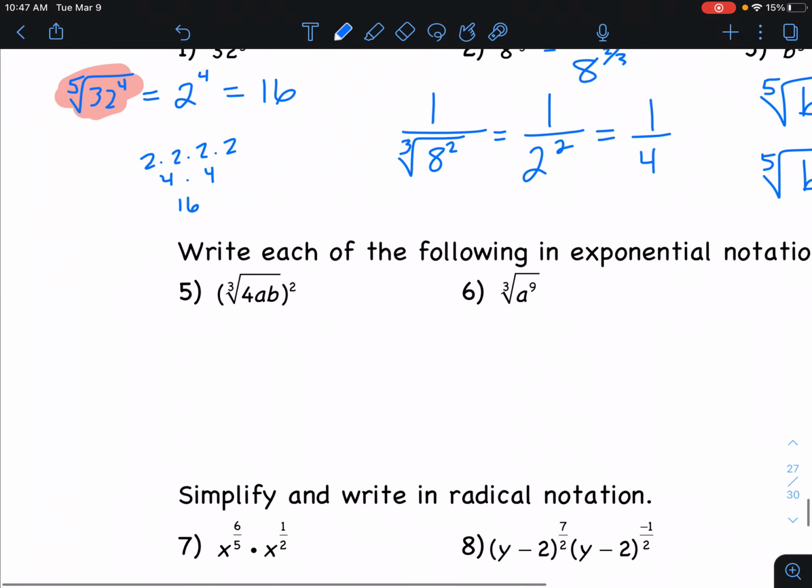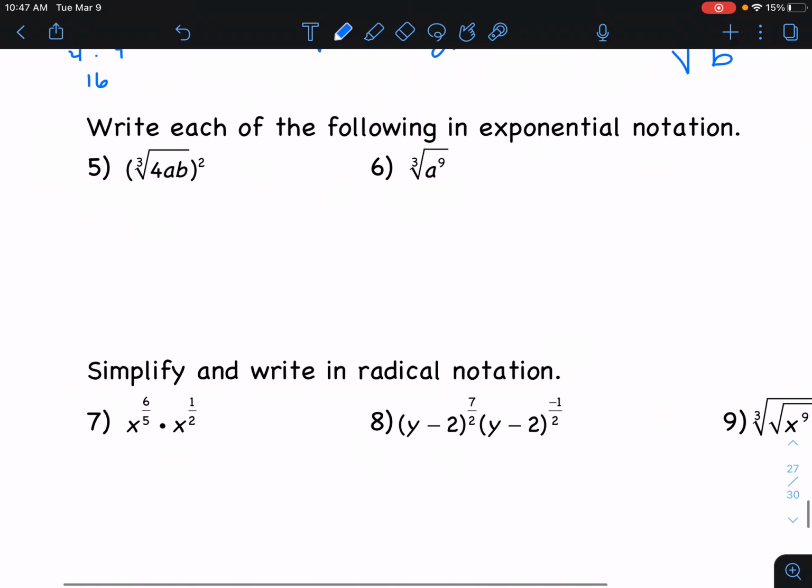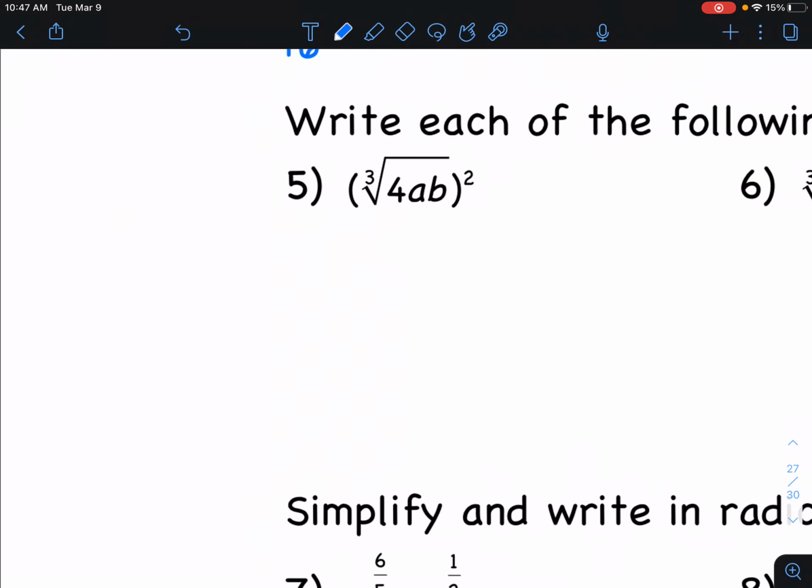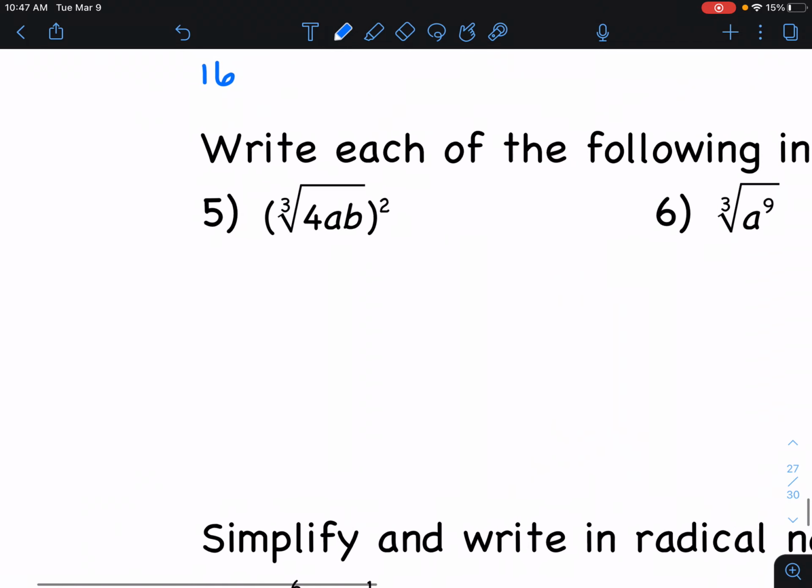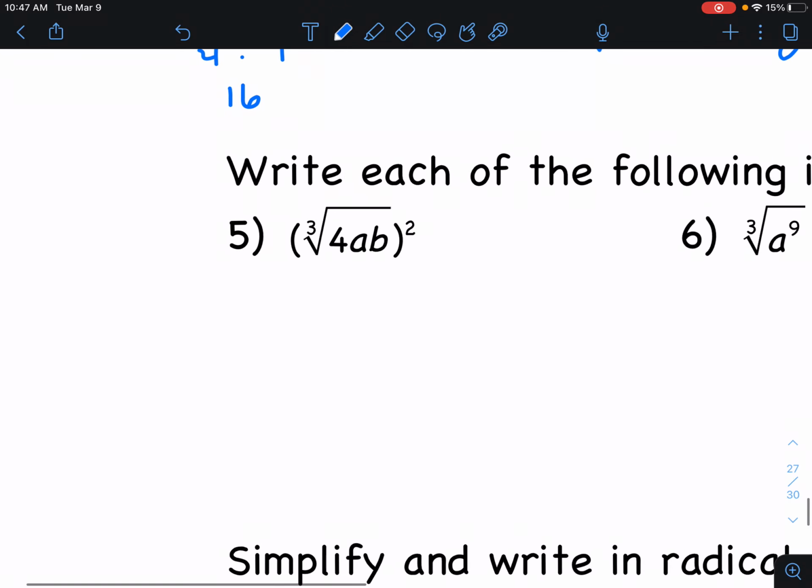Number 5, we are going to write each of the following in exponential notation. So we have 4ab in the radical, so let's put 4ab in parentheses, and then 2/3. That was pretty simple.